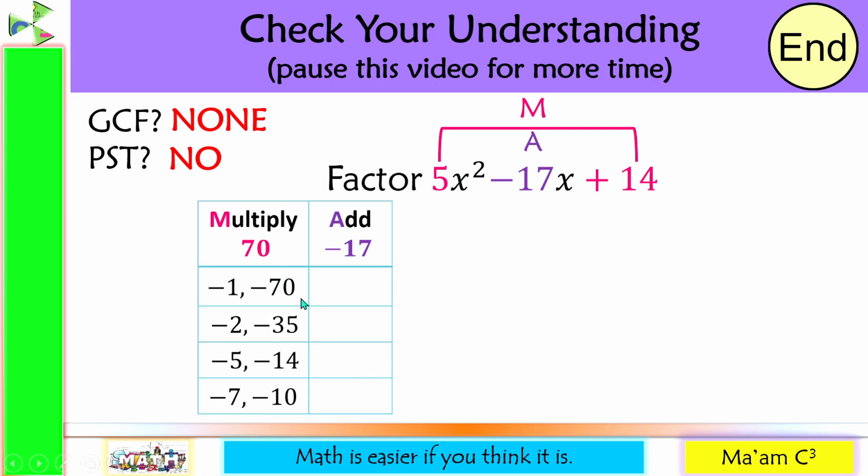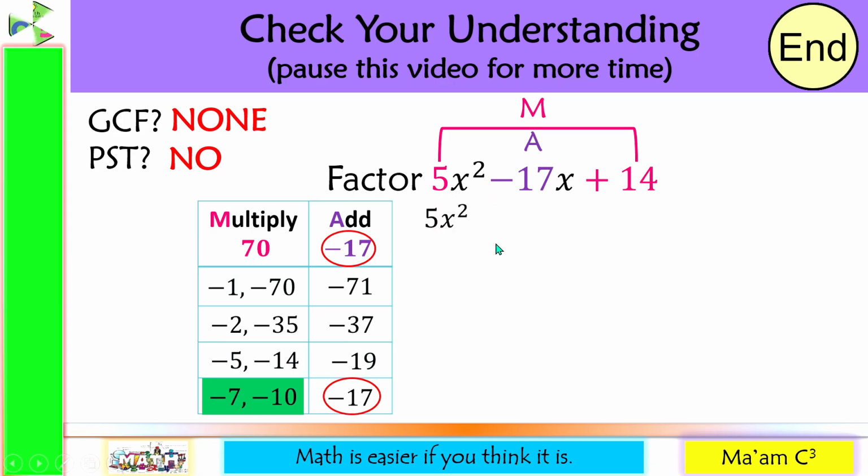Let us add each pair, negative 1 plus negative 70, negative 71. Negative 2 plus negative 35, negative 37. Negative 5 plus negative 14, negative 19. Negative 7 plus negative 10, negative 17. Of course, I'm going to choose this one. So it means I'm going to use negative 7 and negative 10 when I rewrite negative 17x. So I'll copy 5x squared, and then I'll rewrite this using negative 7x plus negative 10x.